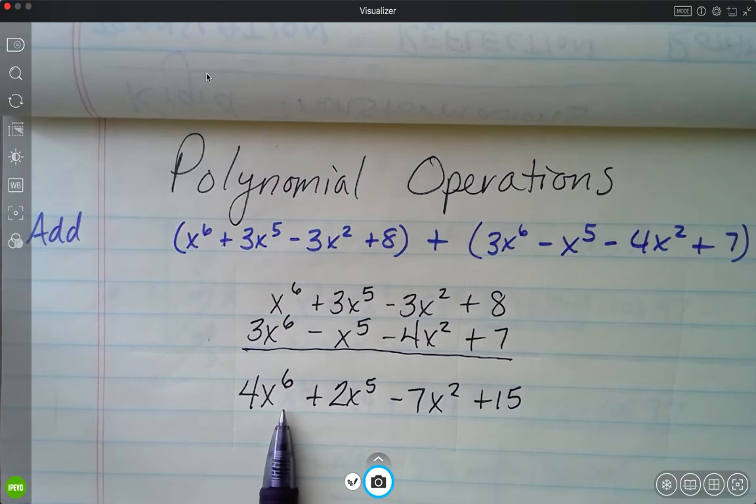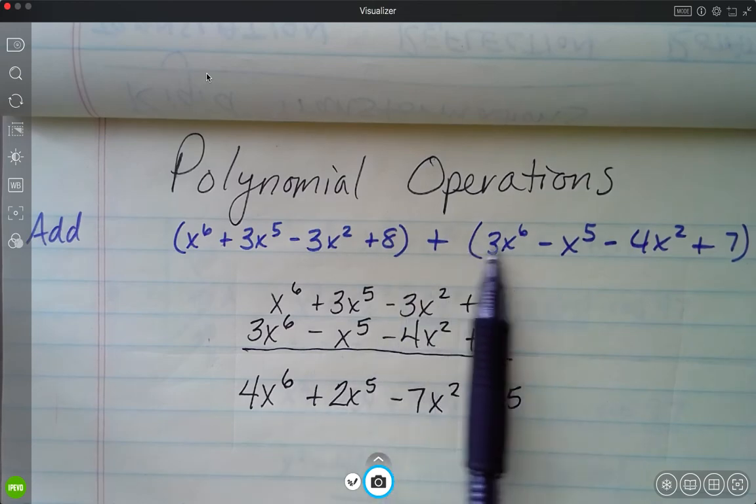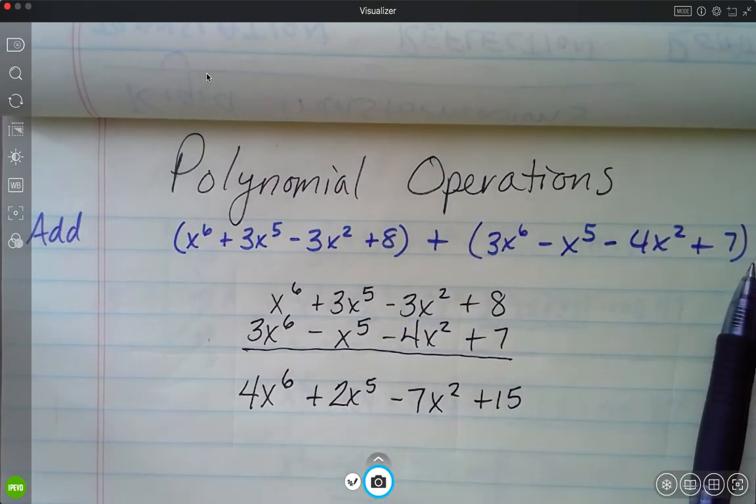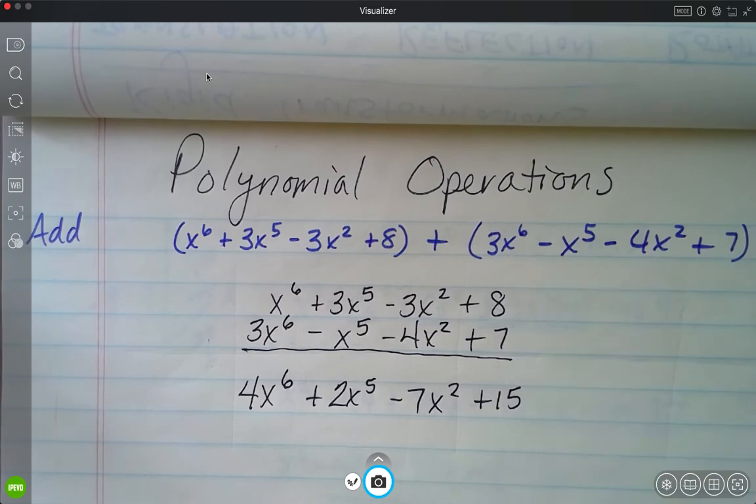Okay, pretty straightforward. Nothing too crazy about that. Just make sure you have your like terms together. We can't put anything together that aren't like terms. So if these were all y's, I would not be able to add any of those things other than the constants. So adding, pretty straightforward. I think that shouldn't be an issue.